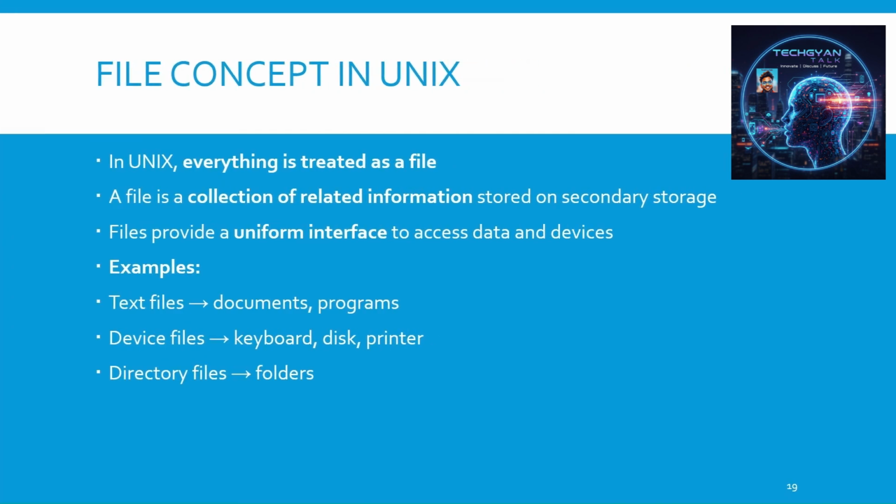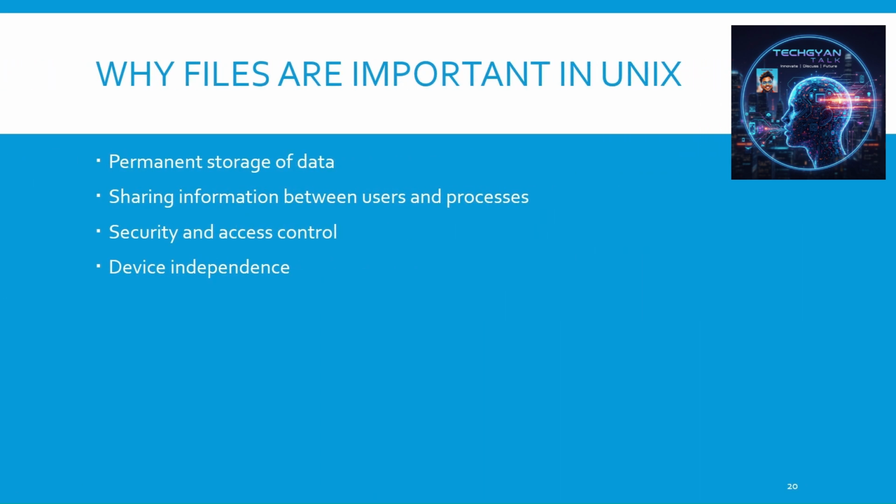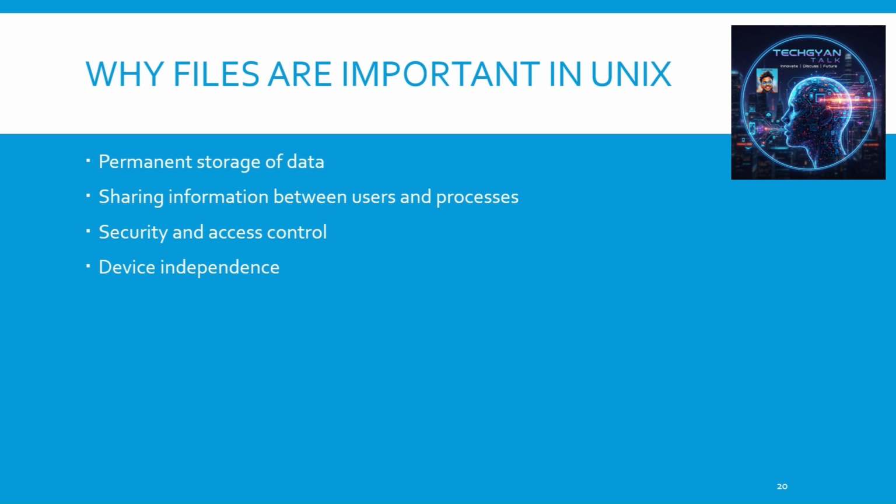So, file concepts in Unix. In Unix, everything is treated as a file. A file is a collection of related information stored on secondary storage. A file provides a uniform interface to access data and devices. Examples are text files, documents, programs, etc. Device files: keyboard, disk, printers, and directory files: folders. Why are files important in Unix? Because of permanent storage of data, sharing information between users and processes, security and access control, and device independence.